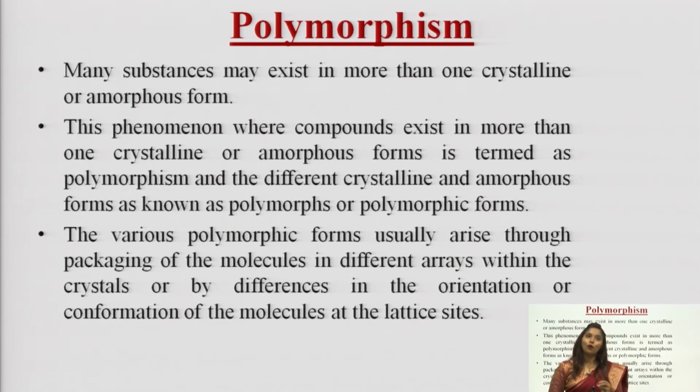The phenomenon where the component exists in more than one crystalline or amorphous form is termed as polymorphism. तो जहाँ पे भी आपका component या आपका compound एक से ज़्यादा या तो crystalline form में अवेलेबल है या फिर आपका amorphous form में अवेलेबल है, तो उस चीज़ को हम polymorphism बोलते हैं. The different crystalline and amorphous forms are known as polymorphs or polymorphic forms. तो जो different crystal या amorphous form हमें मिलते हैं एक polymorphism के अंदर, उनको हम polymorph बोलते हैं या polymorphic forms बोलते हैं.